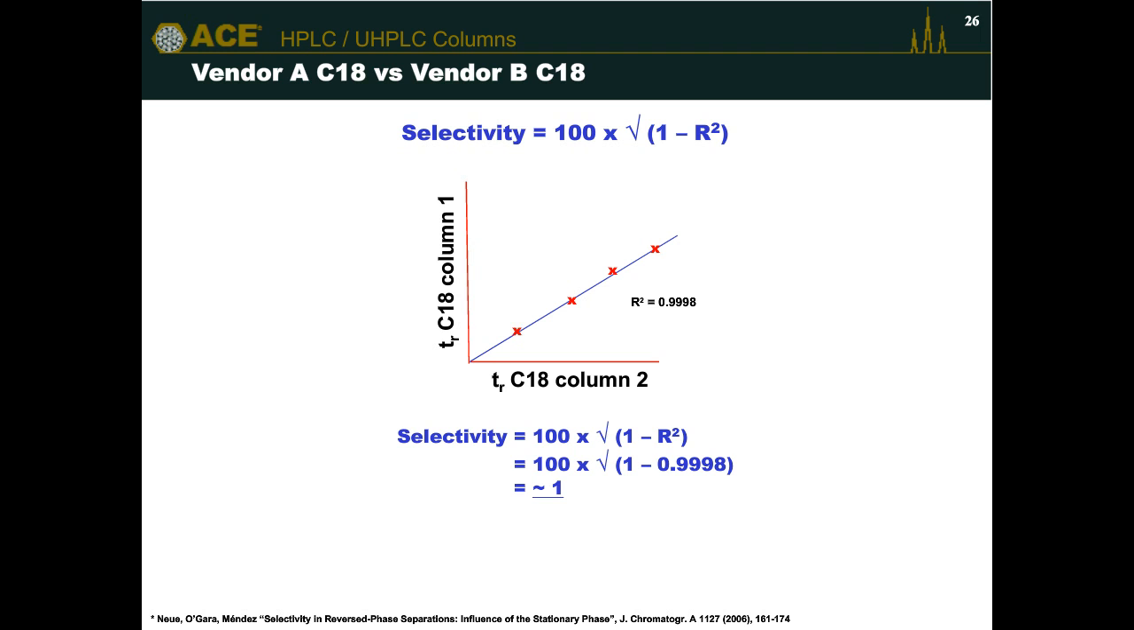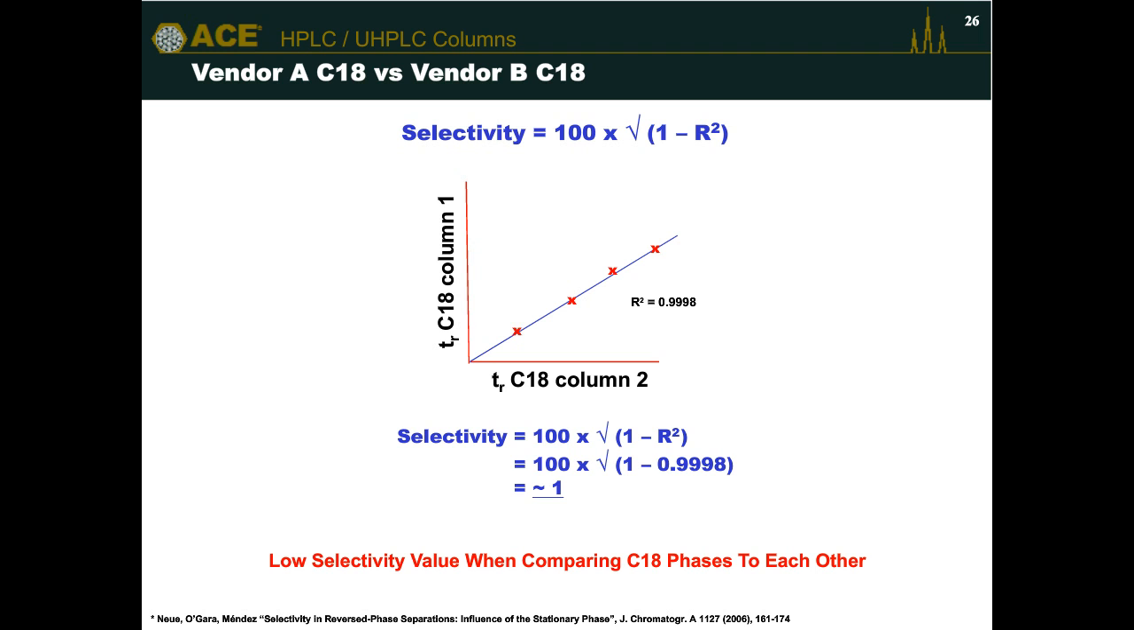a scatter plot. The more similar those two columns, the straighter the fit will be. The more different the two columns are, for example, the more scatter there will be within the plot. And that gives you a selectivity value. Higher selectivity values mean more difference in retention times for your analytes, so more difference in alpha, more difference in selectivity.